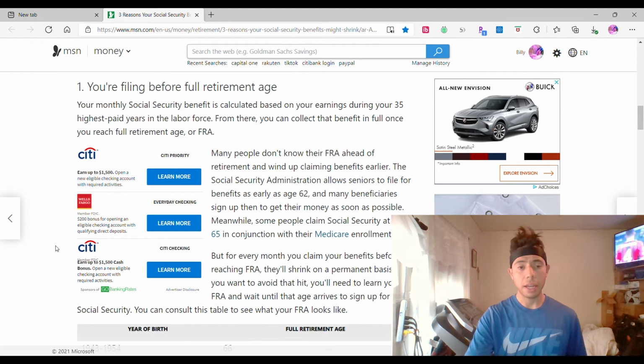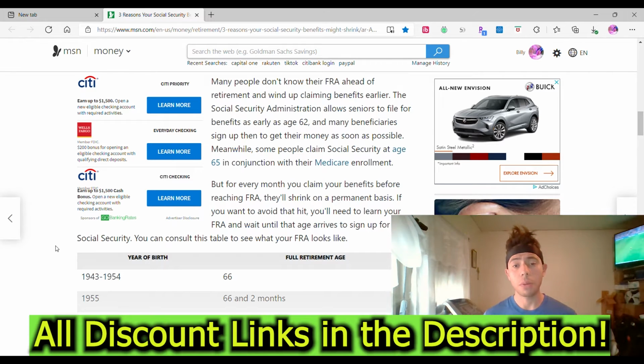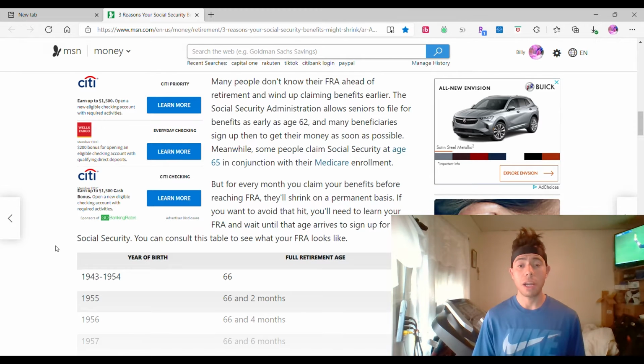or your FRA. It says many people don't know their FRA ahead of retirement and wind up claiming benefits earlier. The Social Security Administration allows seniors to file for benefits as early as 62 years old. Many beneficiaries sign up to get their money as soon as possible. Meanwhile, some people claim Social Security at age 65 in conjunction with Medicare enrollment. That's different, so you can search that topic further for Medicare. But as you know, many people collect before 65 and at an early age of 62.